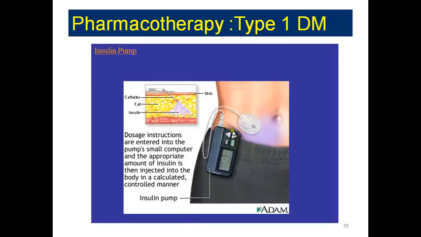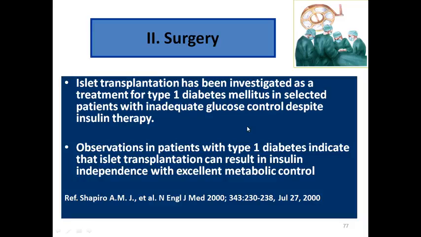So dose instructions are entered into the pump's small computer, and the appropriate amount of insulin is then injected into the body in a calculated, controlled manner. So here it is attached to the body through the clothes, and this is the transducer, and this is the sensor which is fixed on the body.